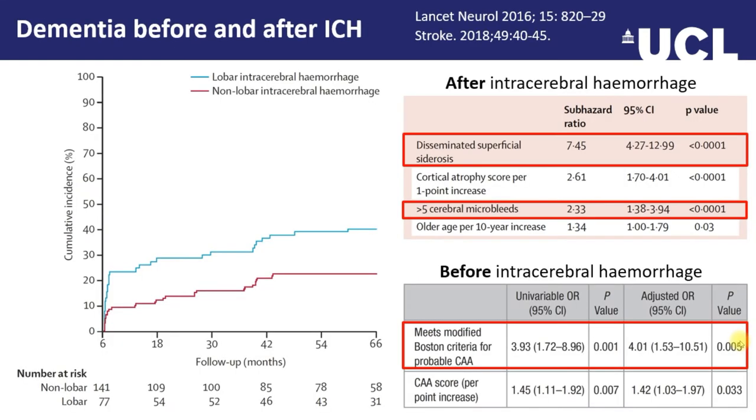The finding of markers of cerebral amyloid angiopathy is also relevant for dementia risk after intracerebral hemorrhage. We know that lobar intracerebral hemorrhage has a very substantial risk of future dementia, and this seems to be driven by markers of amyloid angiopathy, including microbleeds and siderosis. The establishment of CAA by the Boston criteria is also strongly associated with the risk of having had dementia prior to intracerebral hemorrhage.